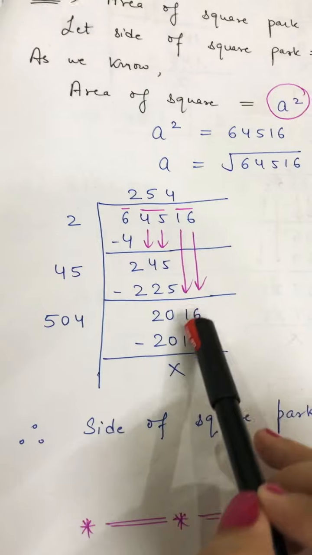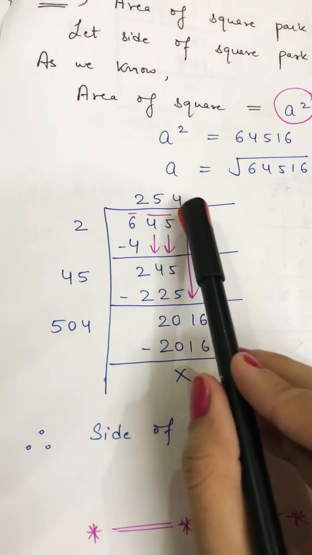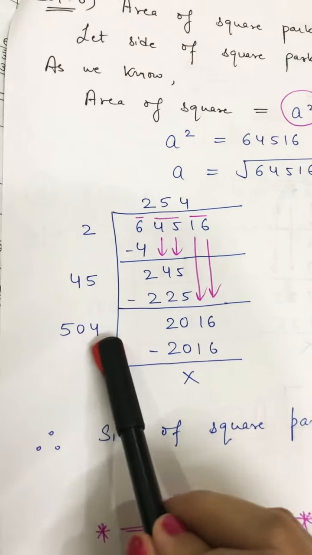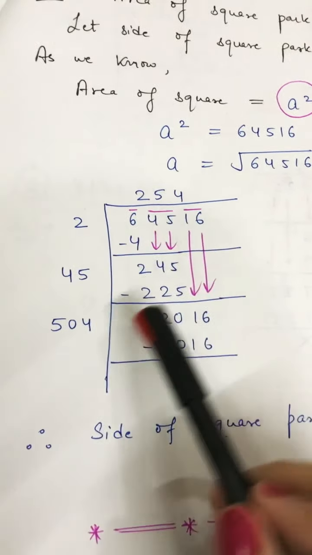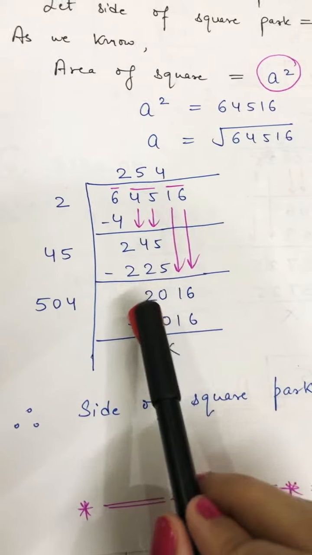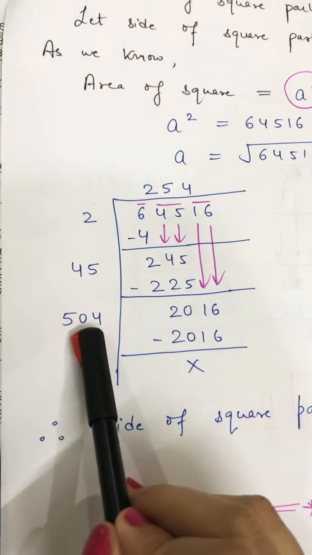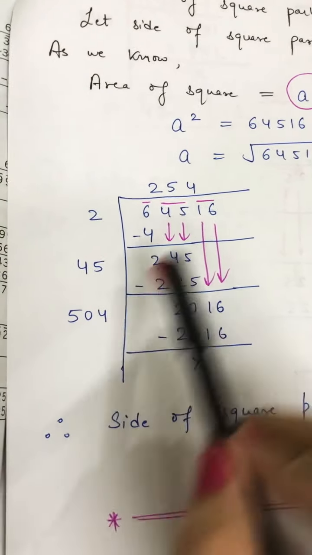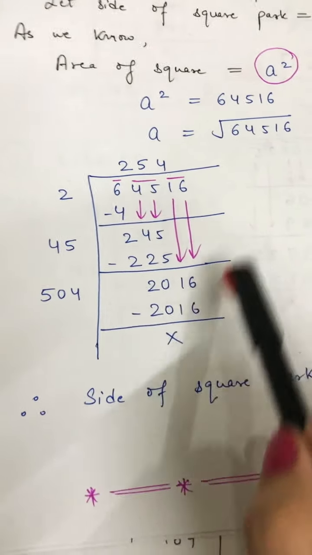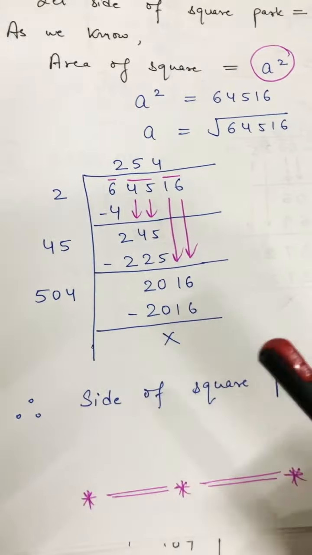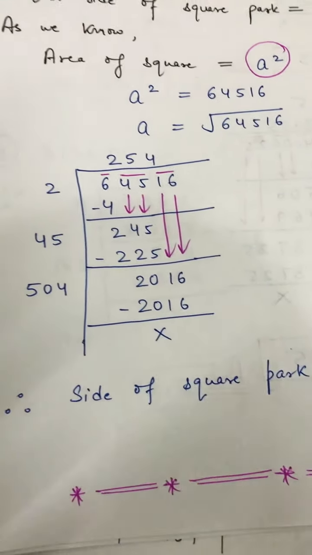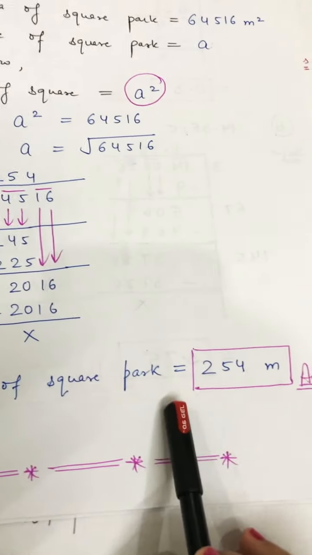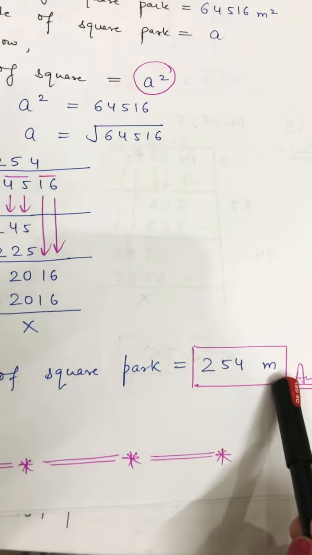Now take 2 digits together. Now 45 plus 5 is equal to 50. Now 50 multiplied by which number will be equal to 2016? So 504, you write 4 here. Now multiply 504 with 4, and the answer will be 2016. Now no remainder is left. So your answer is 254. So the side of the square park is 254 meters.